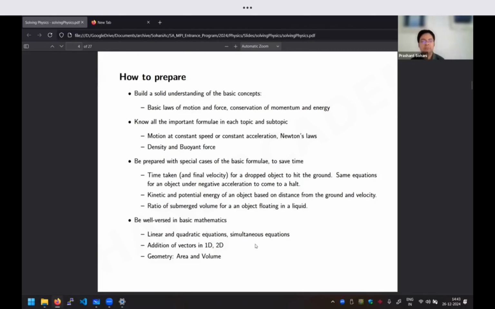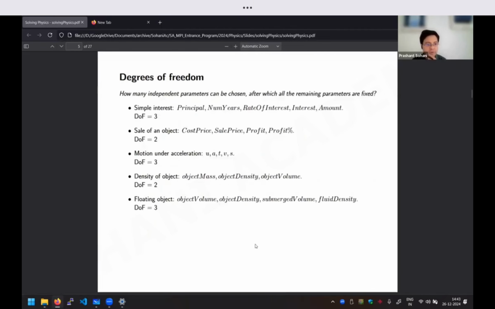So this is mostly general ideas about how to prepare for an exam like this. We'll start to solve the questions, but before that, I wanted to also introduce one concept which is called degrees of freedom. This is a somewhat advanced concept, but I think it will be very useful to know this idea because it will help us look at formulae in a different way.